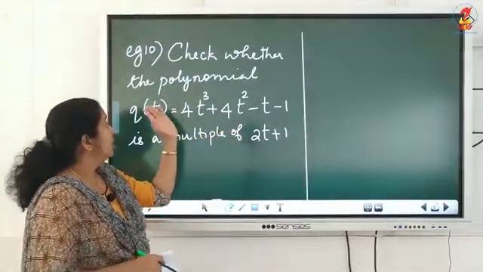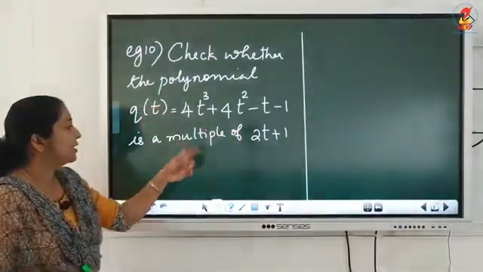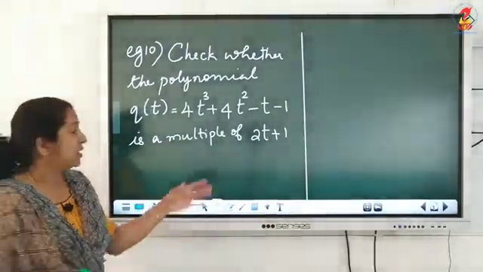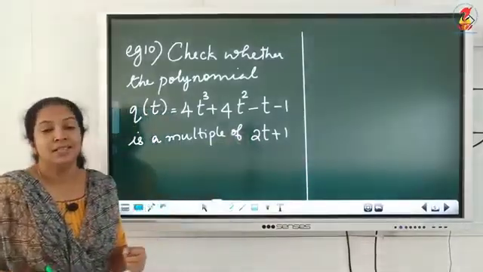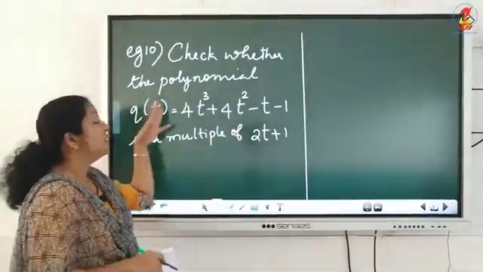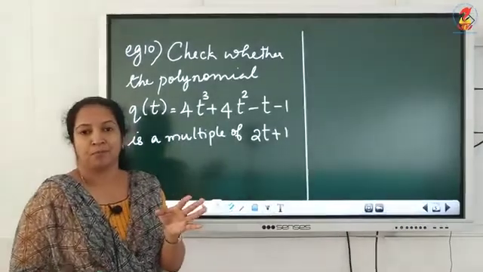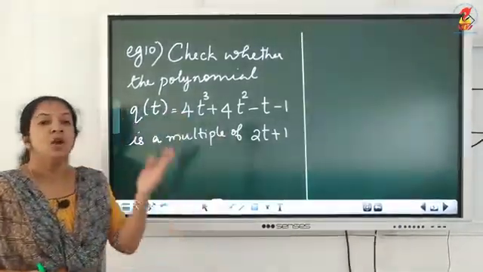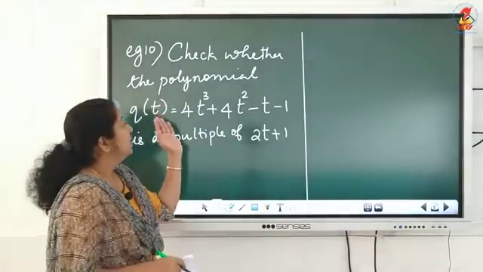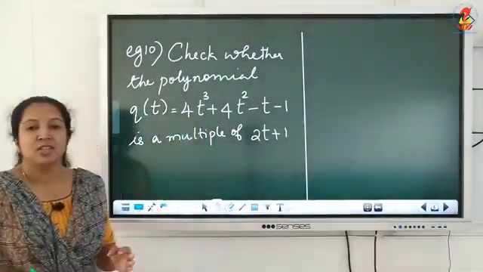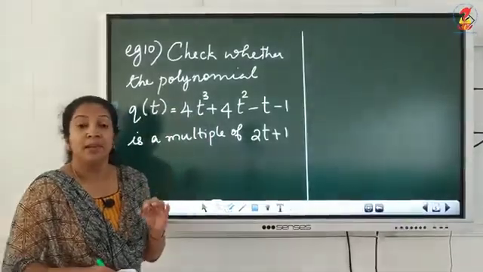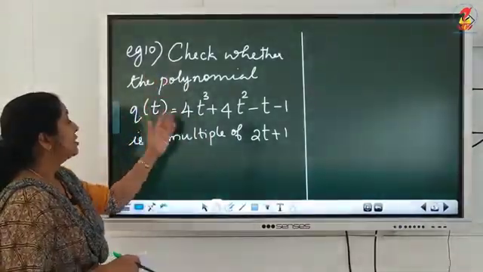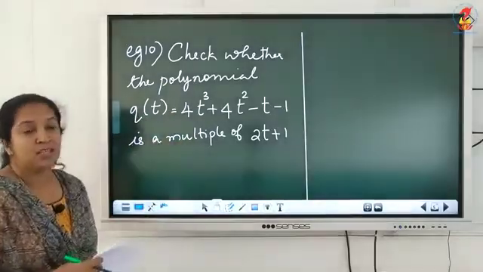So, we can say if the remainder is 0, q of t is a multiple of 2t plus 1, or in other words, 2t plus 1 is a factor of q of t. Both are the same. Either you can say q of t is a multiple of 2t plus 1, or you can say 2t plus 1 is a factor of q of t. So, the remainder should be equal to 0. That is what we have to check, whether this polynomial is a multiple of 2t plus 1.